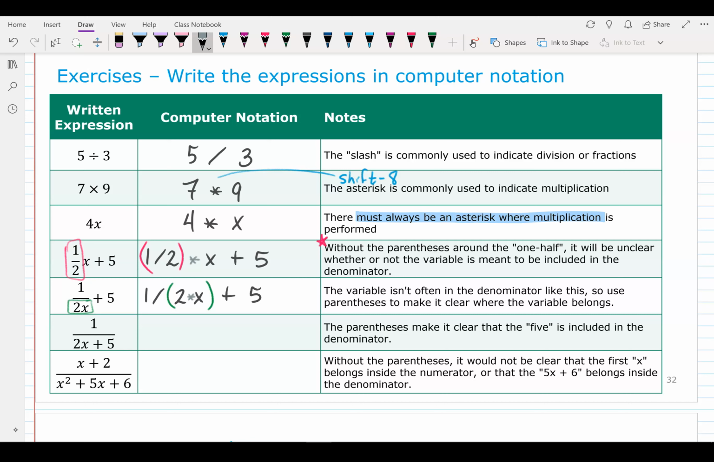So if you need time to take this all in and practice it yourself, this is the time to do it. Pause the video and just try to do those questions again. For the next question, we have 1 over 2x plus 5.